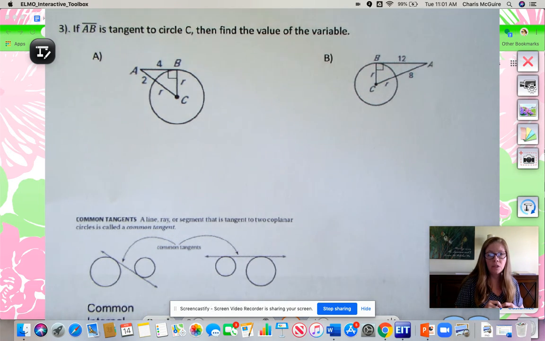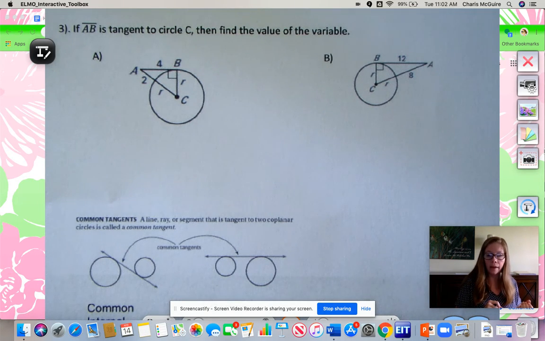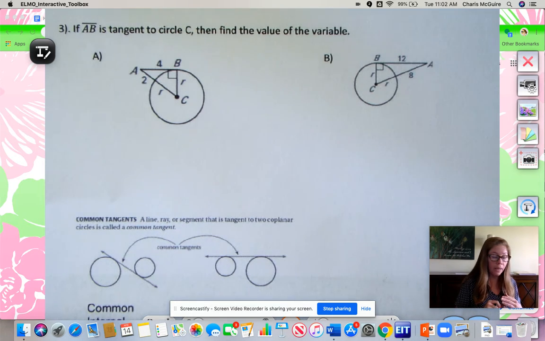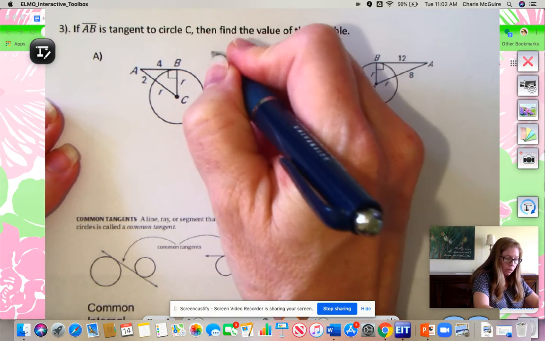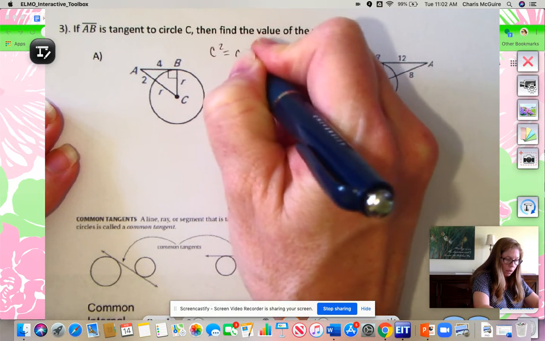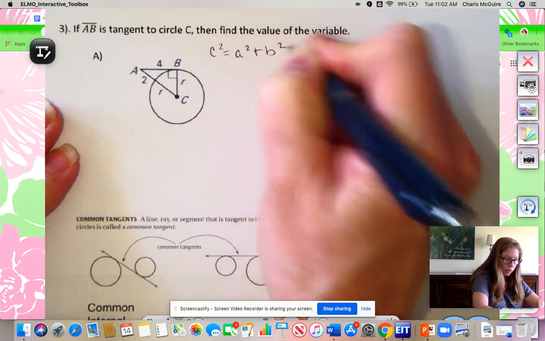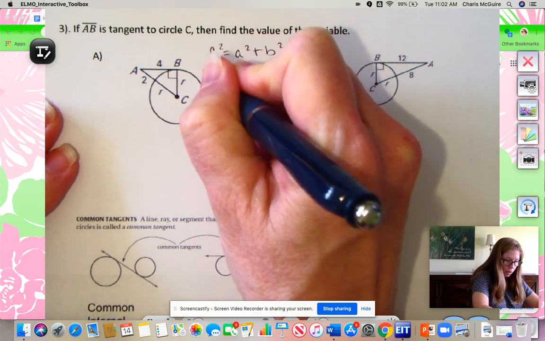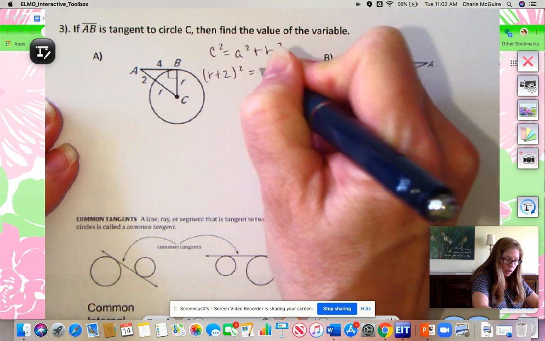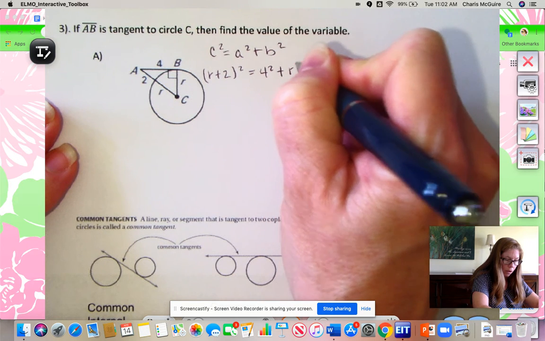Now, here's what's interesting. They've used R in both of these. I like these to start. They don't always do that, but those are the radii of your circle, and they should always be the same length. So with Pythagorean theorem, using c squared equals a squared plus b squared, you're going to have r plus 2 quantity squared equals 4 squared plus r squared.